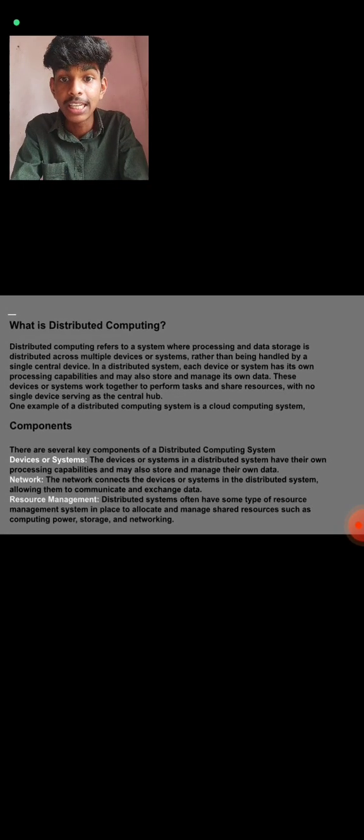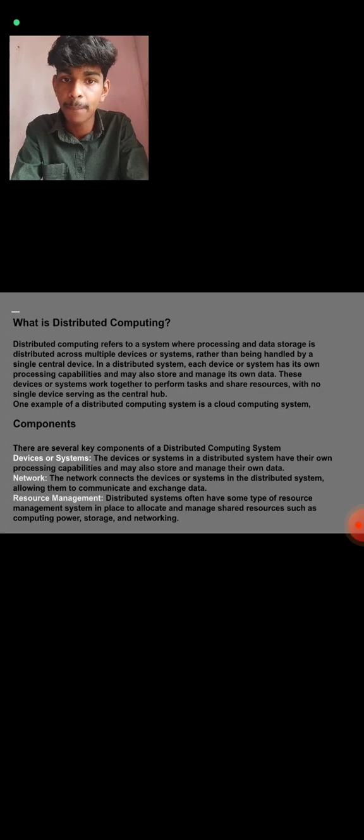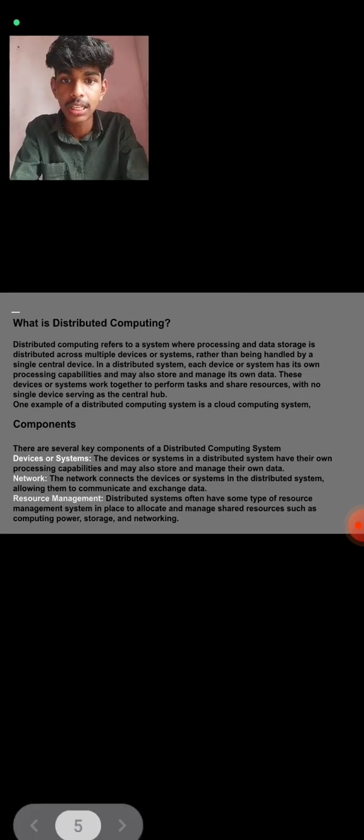First of all, what is distributed computing? Distributed computing refers to a system where processing and data storage is distributed across multiple devices or systems rather than being handled by a single central device. In a distributed system, each device or system has its own processing capabilities and may also store and manage its own data. These devices or systems work together to perform tasks and share resources, with no single device serving as the central hub.